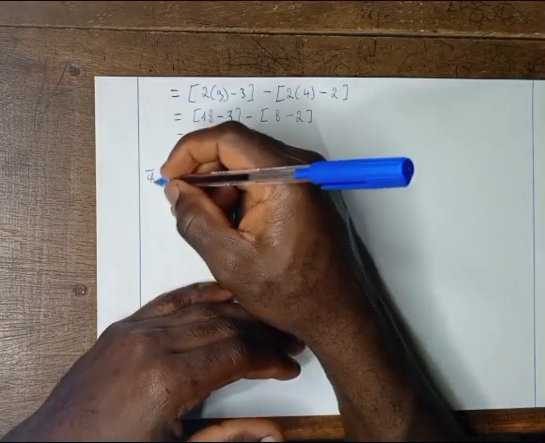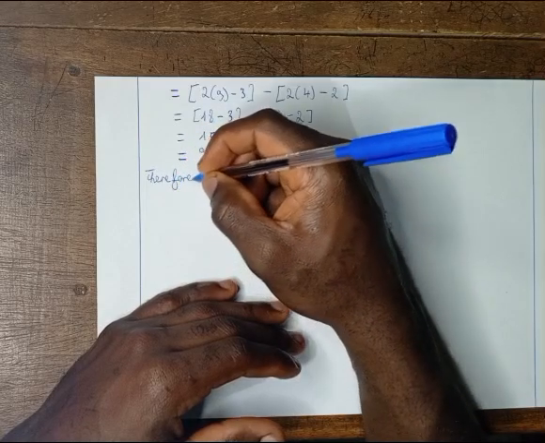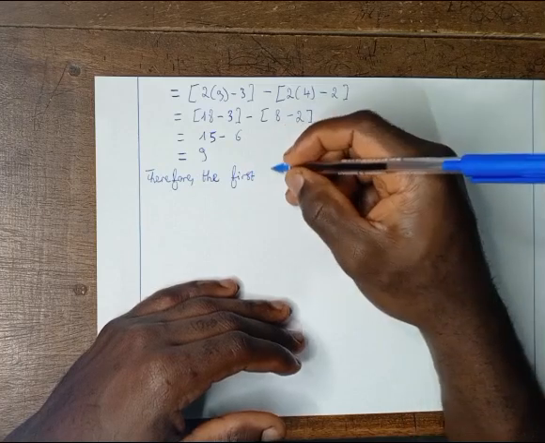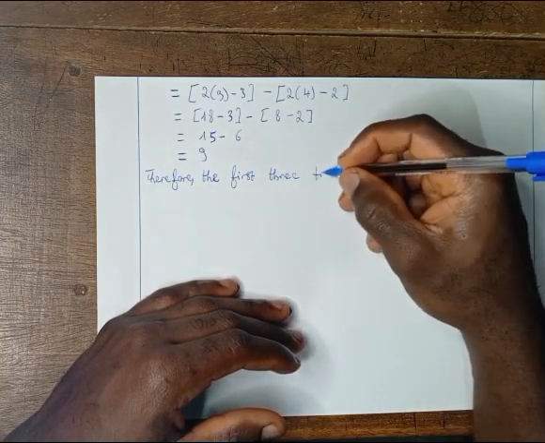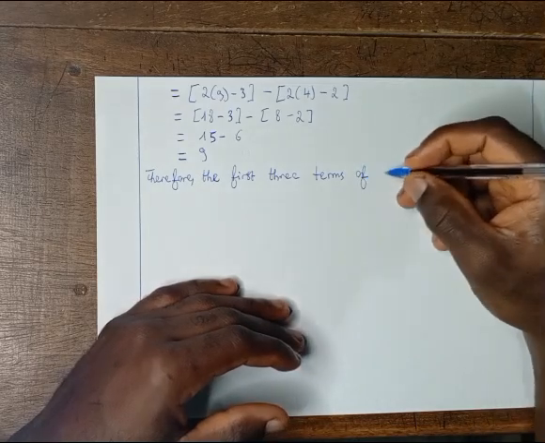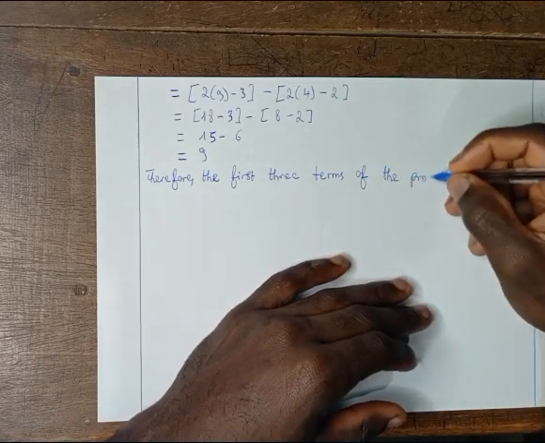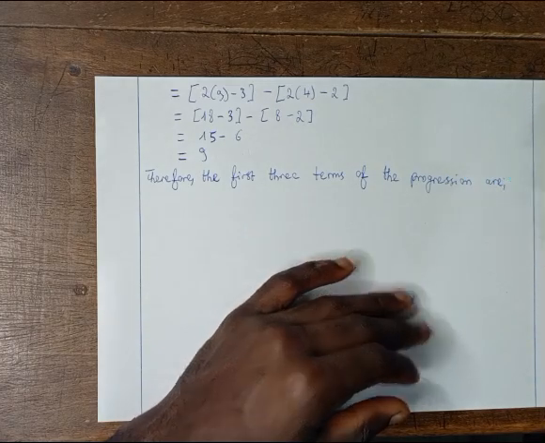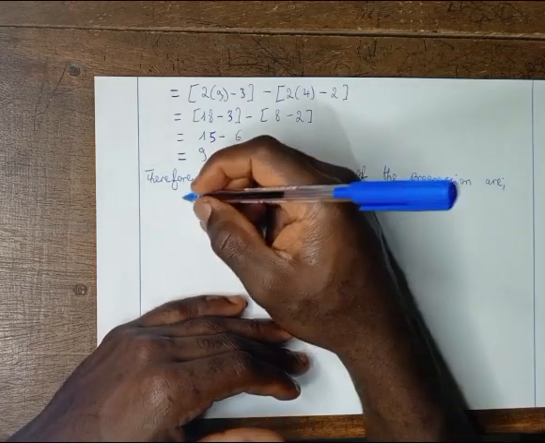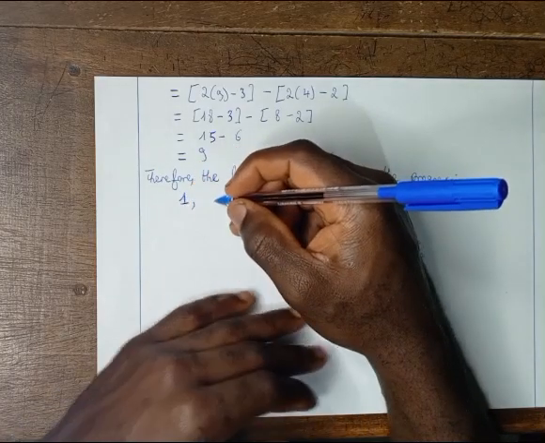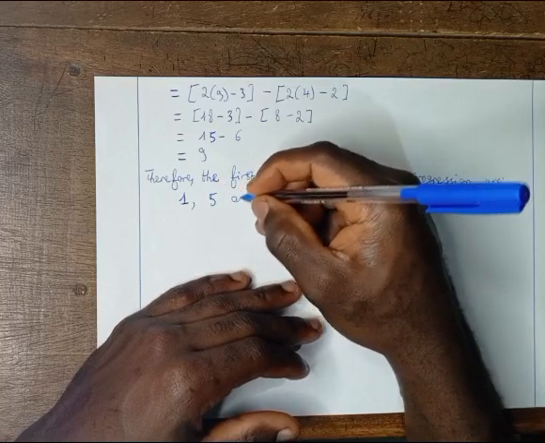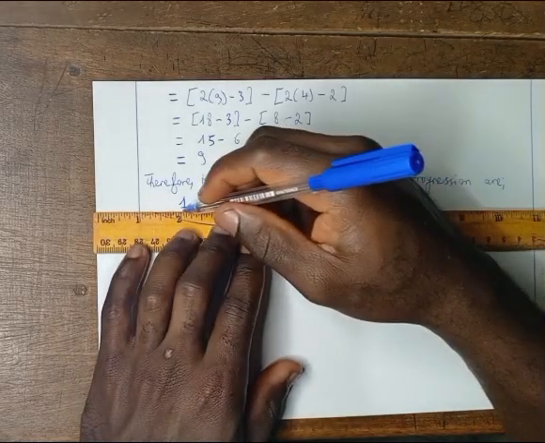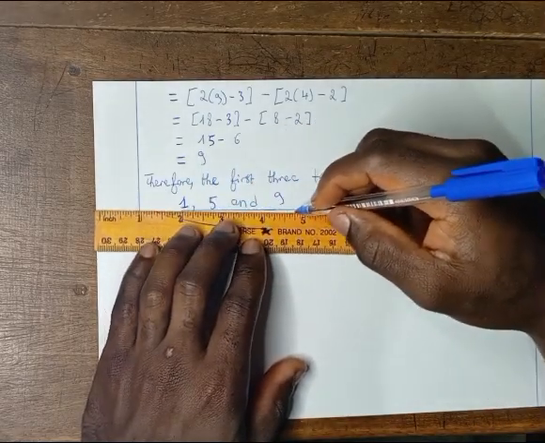Therefore, we conclude that the first 3 terms of the progression are: the first term is A, which is 1. The second term is 5. And the third term is 9. So these are the first 3 terms of the progression. I will underline them.